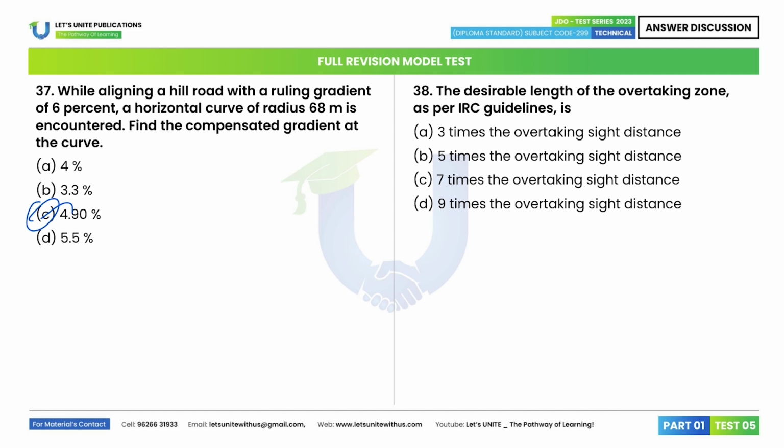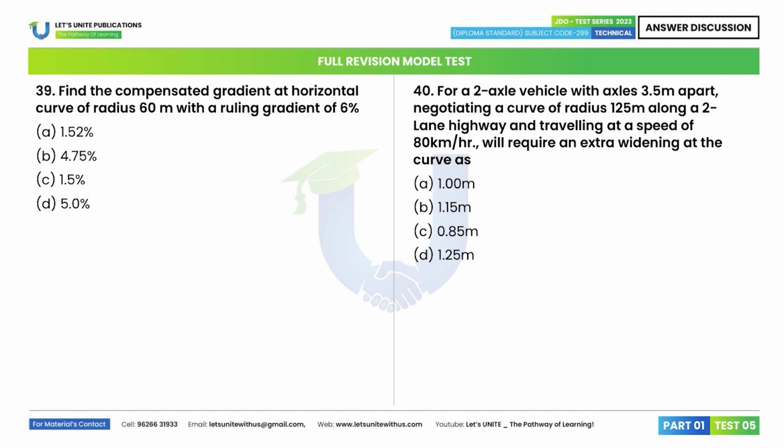38th question. Desirable length of overtaking zone as per IRC guidelines is 5 times the overtaking sight distance. Option B. 39th question. Find the compensated gradient at horizontal curve of radius 60 meter with a rolling gradient of 6%. The answer 4.75%. Option B. 40th question. For a 2-axle vehicle with axles 3.5 meter apart, negotiating a curve of radius 125 meter along a 2-lane highway and traveling at a speed of 80 km per hour will require an extra widening at the curve of 0.85 meter. Option C.